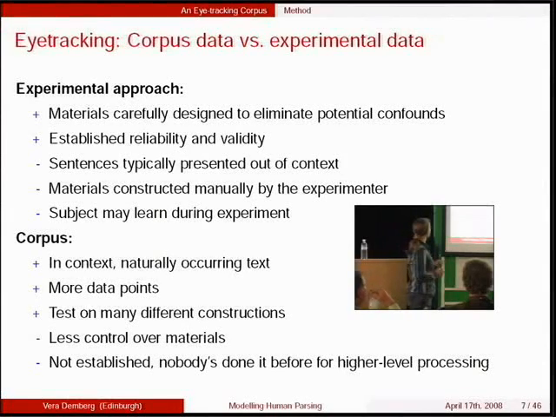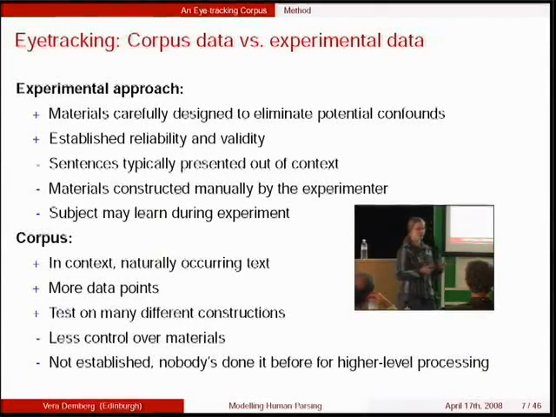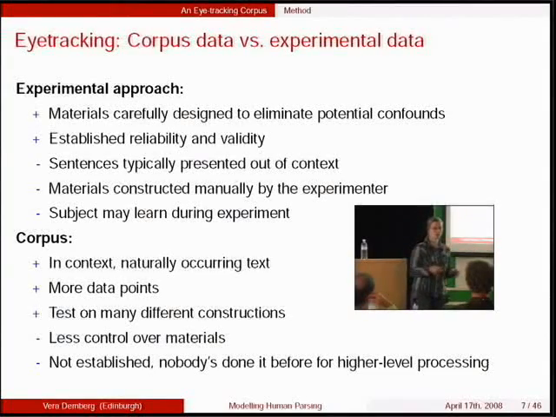Also, the materials are constructed manually by the experimenter, and sometimes you read these items and you wonder, wow, does that ever occur in real text, or is this even grammatical? And the last thing is, we know that humans learn really rapidly, and if you want to test for some really rare phenomenon, then the question is, do people quickly find a strategy, even during the experiment, to cope with this special phenomenon? So you may be biasing your results by presenting them with these things more than would be normal.